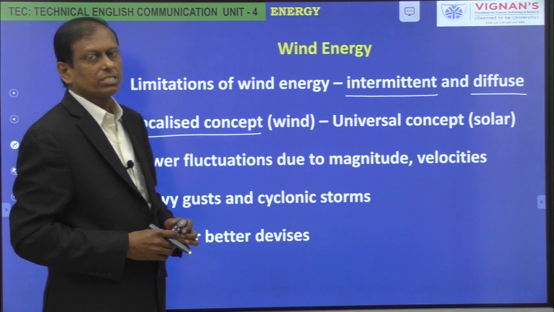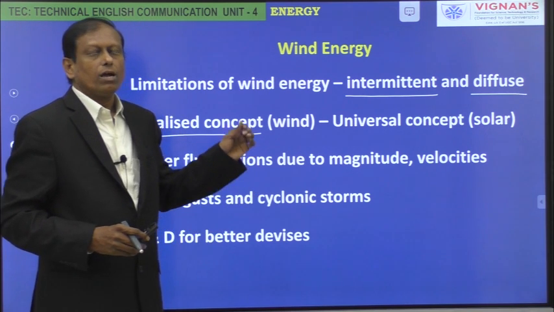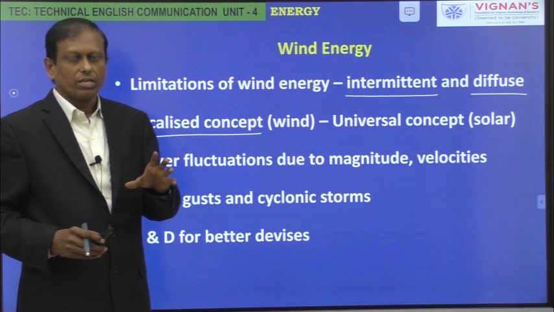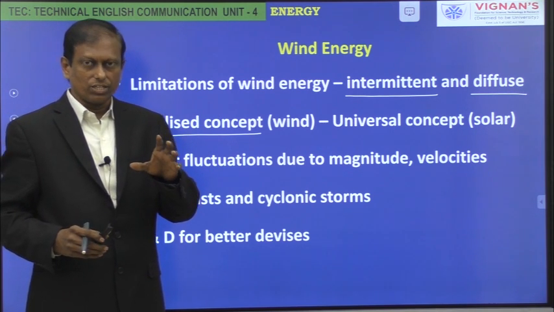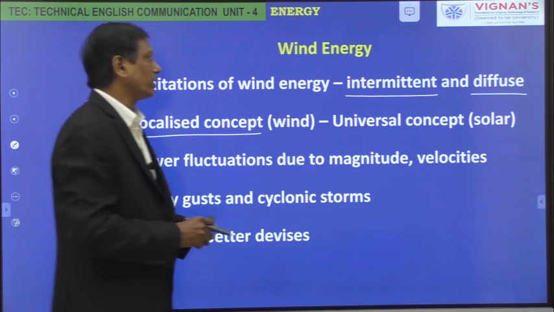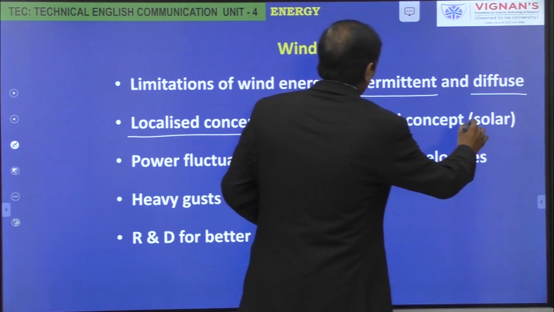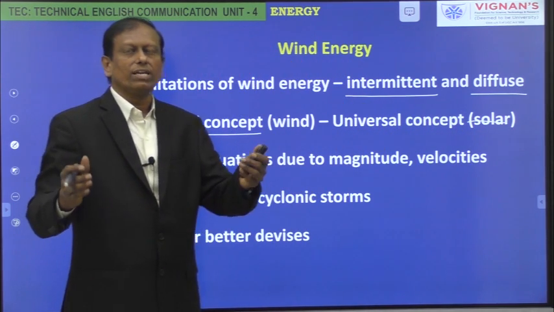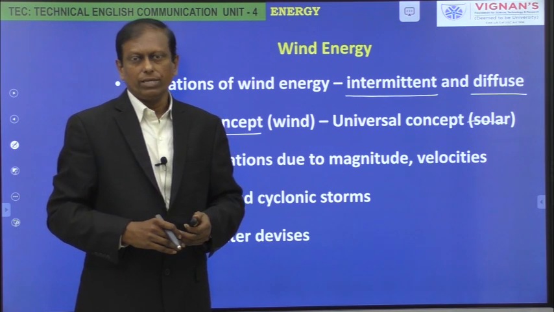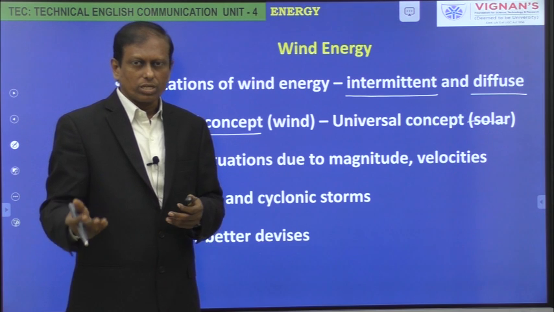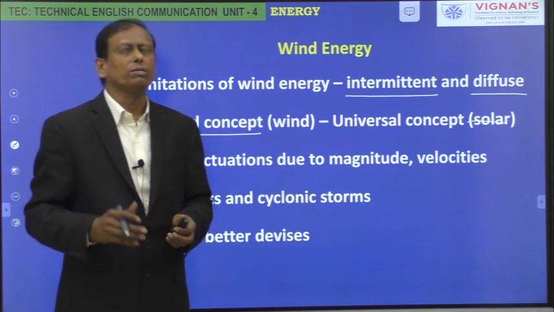Localized concept means this is related to certain regions. Hilly areas, mountain regions will have more electricity. Even solar energy, we can't say that it is universal, but coal, nuclear power, wherever you set up a nuclear power plant, you produce electricity there, whether it may be in the cold region, hot region, temperate region, whatever it might be.